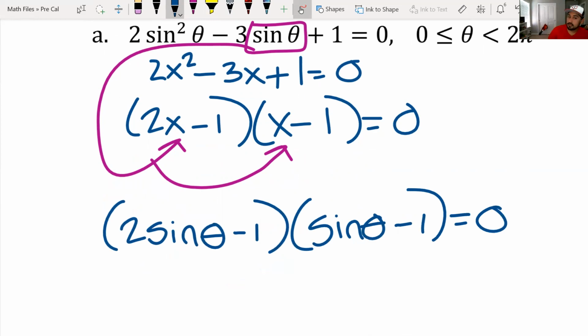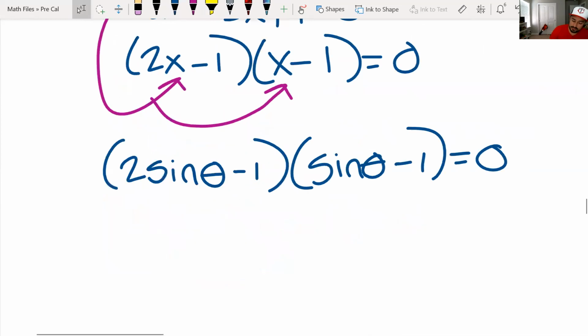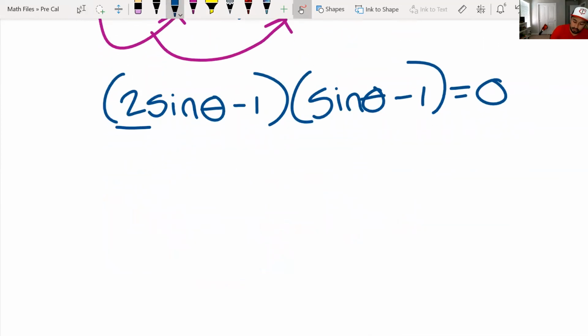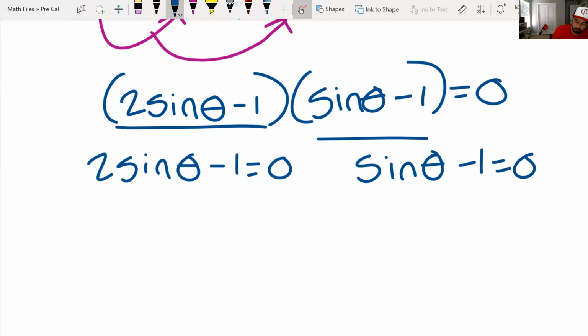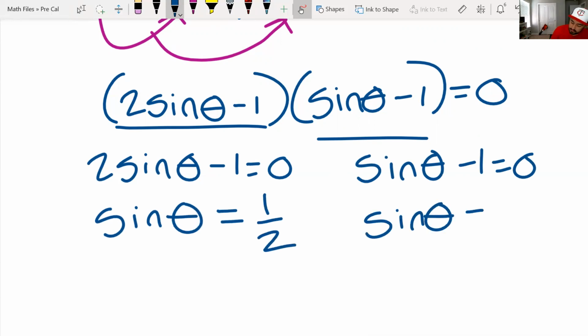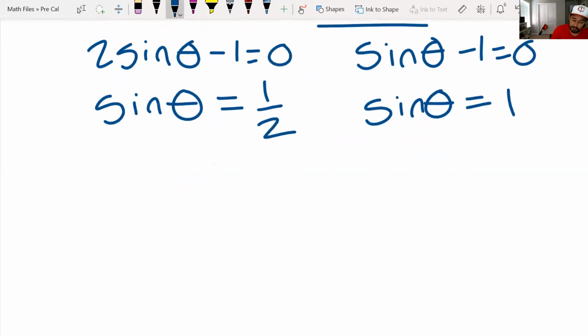Now, since this is factored, set each term equal to 0. 2 sine theta minus 1 equals 0. Sine theta minus 1 equals 0. We get sine theta equals 1/2 and sine theta equals 1. Now, again, we pop up that question. Let's look at the first one.